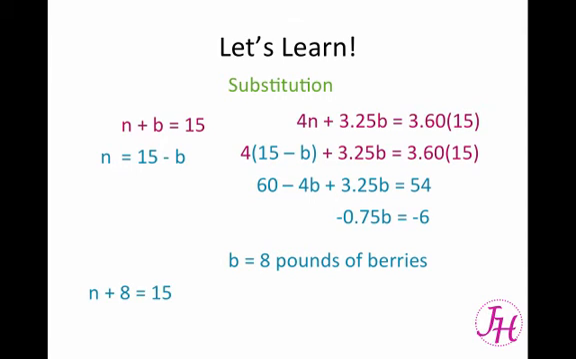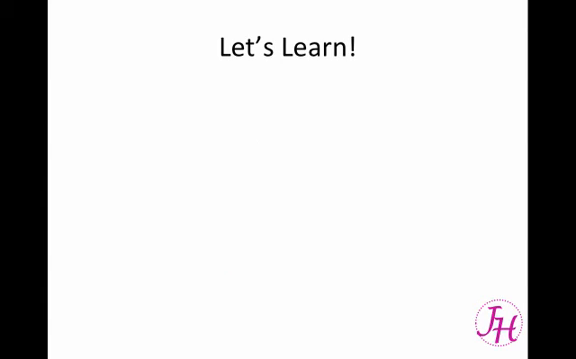So then if we plug that back in to one of the original equations, the first one's easier, then we get n equals 7 pounds of mixed nuts. Notice that we got the same answer as when we used the graphing method. Now we're going to try one more method, and this is called linear combinations.